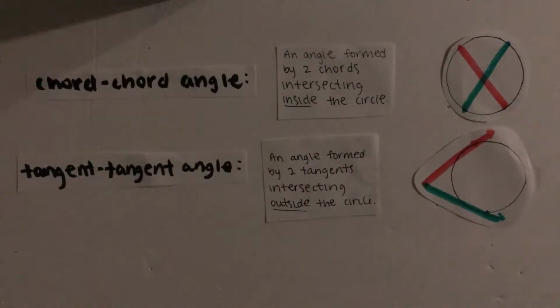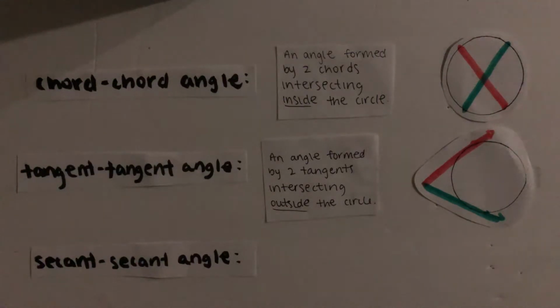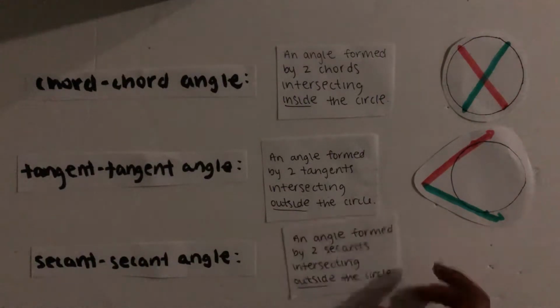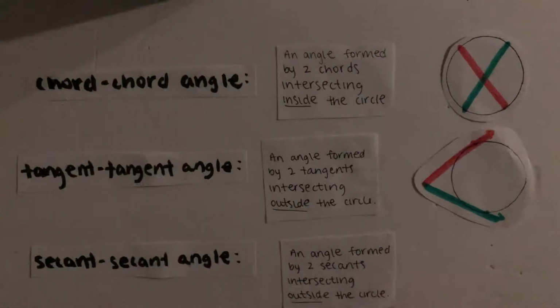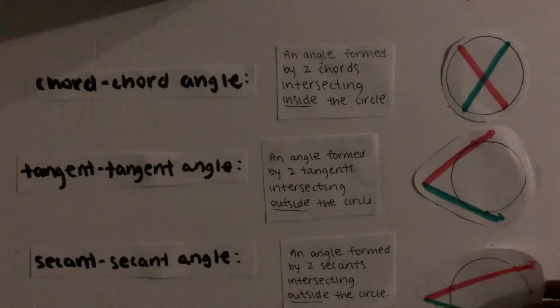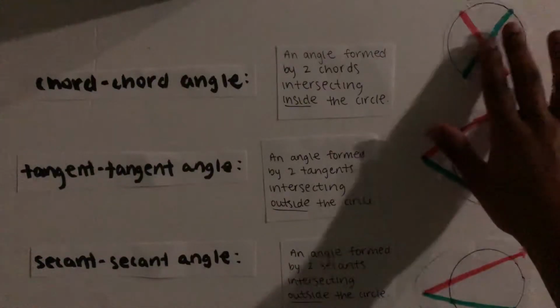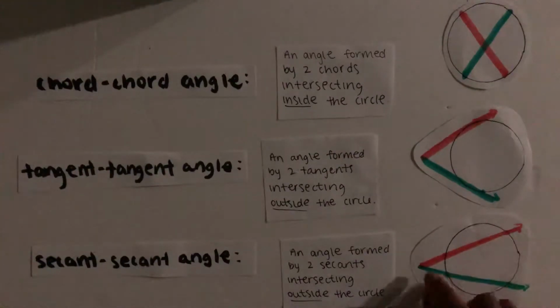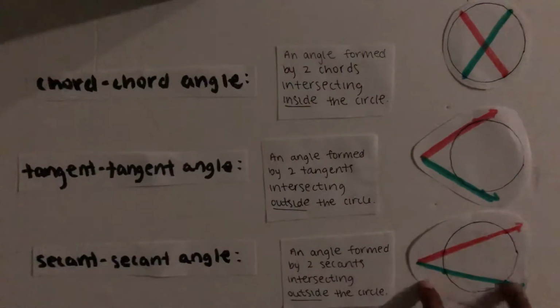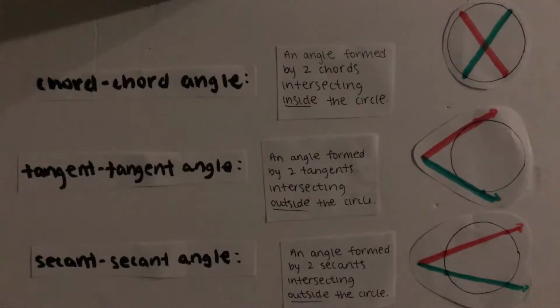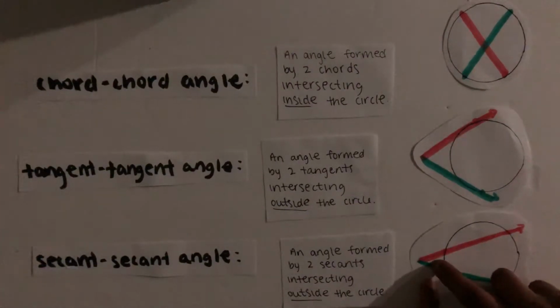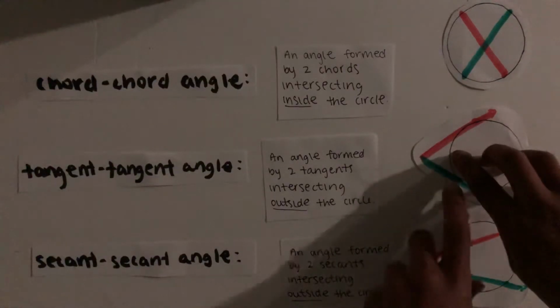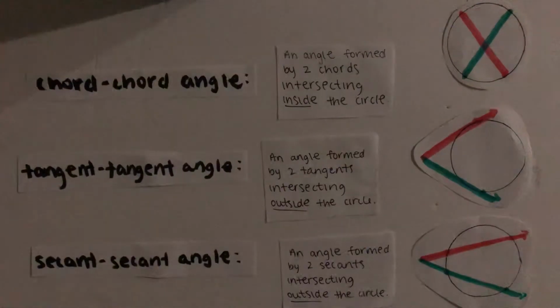And now we have the secant angle. And the definition for that would be an angle formed by two secants intersecting outside of the circle. And for this one, the diagram looks similar to the last one, but in this case, it's two secants. The red line and the green line would be secants, and the angle formed would be right here. And for the tangent-tangent one, the angle formed would be right here.